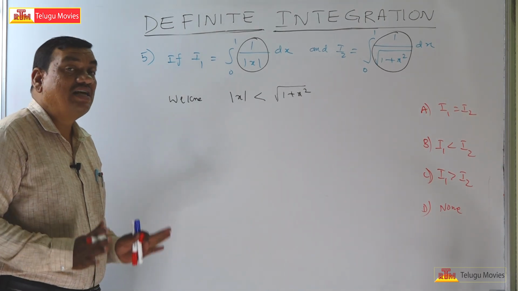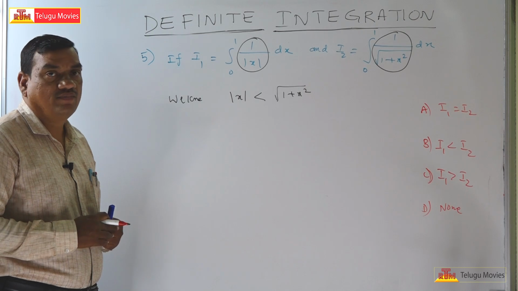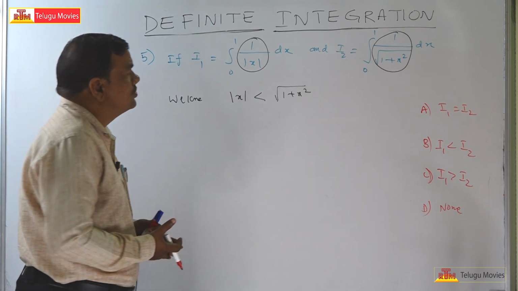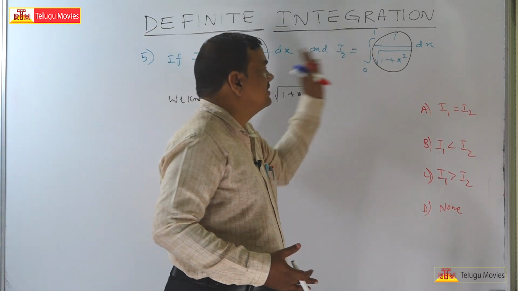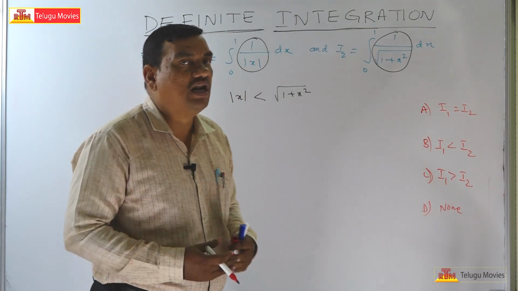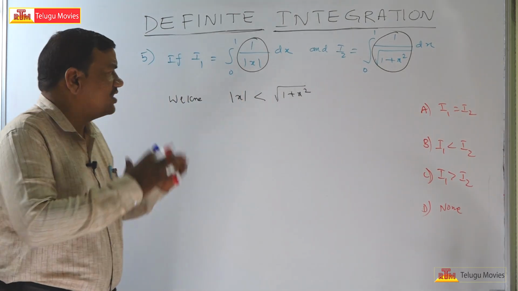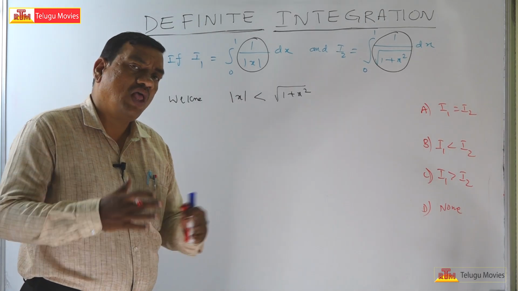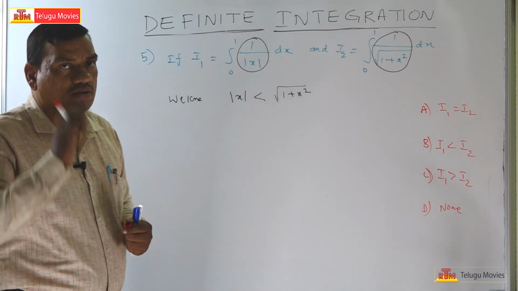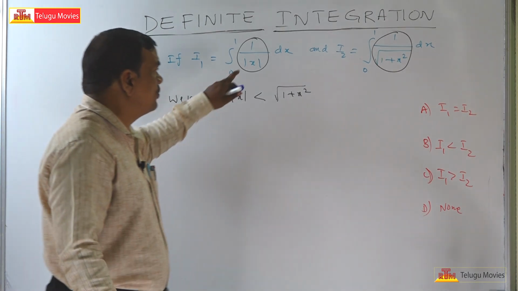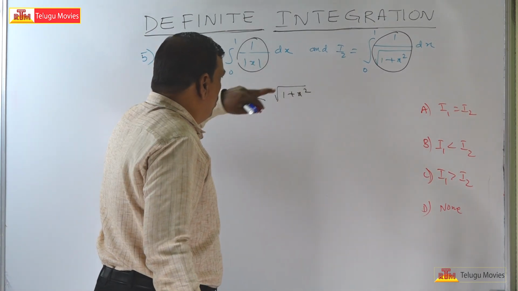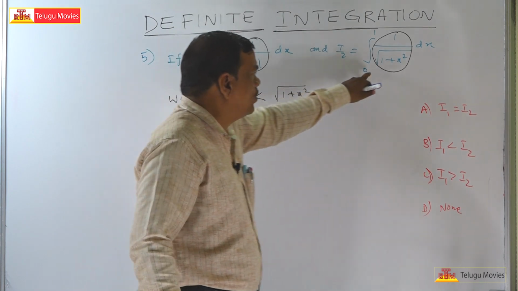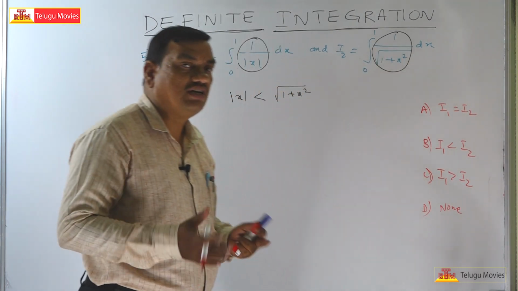Such types of relations you should frame. Nobody will teach you this. By seeing these results, by seeing these things, you have to automatically get the idea. How will you get this idea? By practice. If you do a number of problems, automatically that idea will strike. So we have to get a relation between mod x and root of 1 plus x square, which is greater, which is lesser.